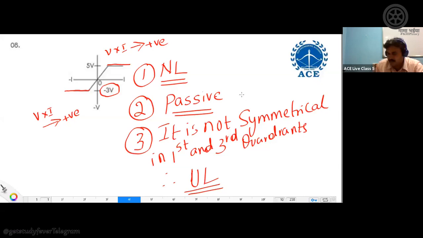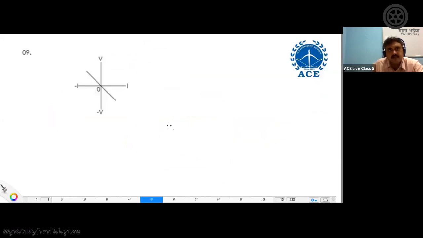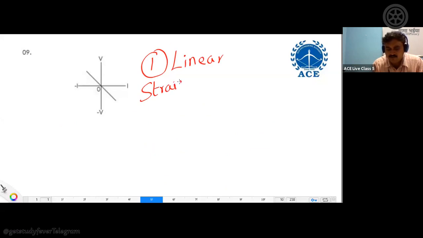Okay. Right. Let me go to the next one. This is also same model. Now tell me, what are the properties? Is it a straight line passing through origin or not? Definitely, you can see it's a straight line passing through origin covering second coordinate and fourth coordinate. So definitely network element is linear. We are saying because graph is straight line passing through origin.